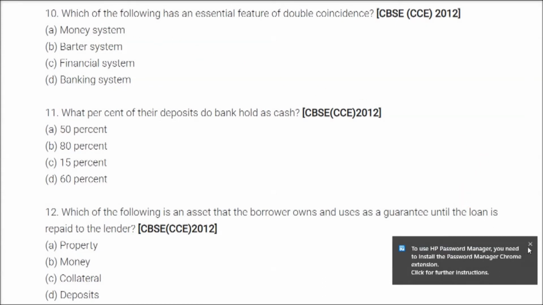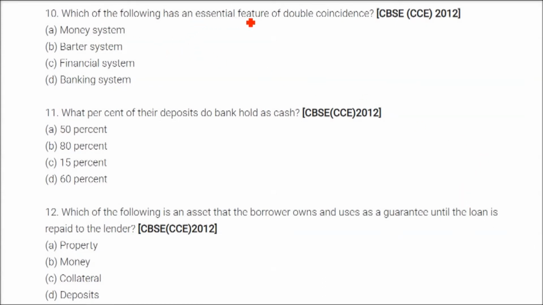Which of the following has an essential feature of double coincidence? So the answer here is barter system. Double coincidence means barter system. Barter system means the double coincidence has to be there.